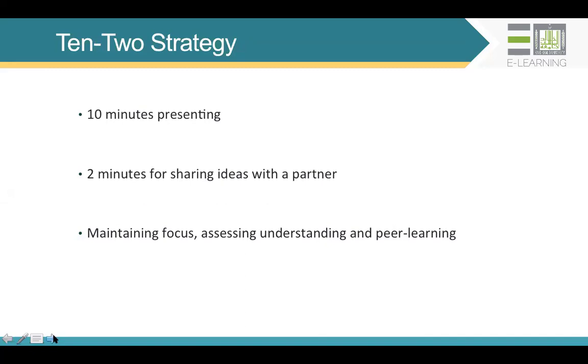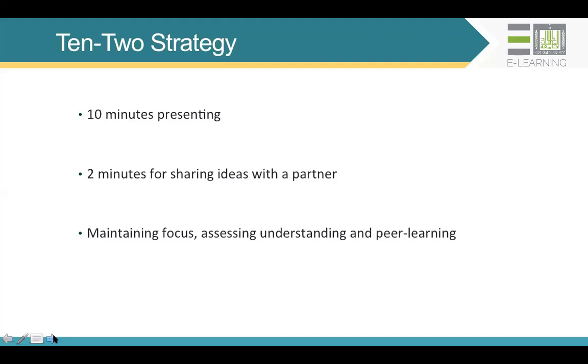Here is another strategy called the 10-2 strategy. This strategy involves presenting information for 10 minutes and then stopping for 2 minutes to encourage students to pair up with a partner and share their ideas. So, let's say you are giving students a half hour lecture. How can you use this strategy? Basically, you present your content in 10 minutes, then you stop for 2 minutes and ask each student to work with a peer, someone sitting next to them, and share ideas.